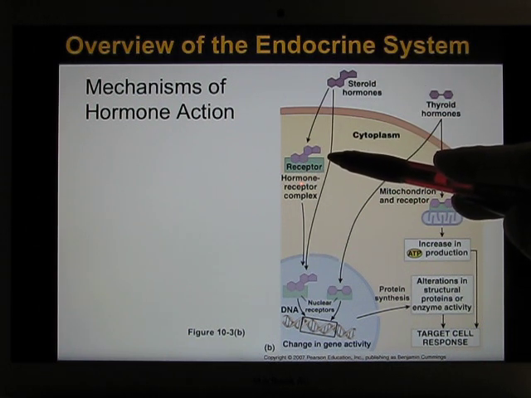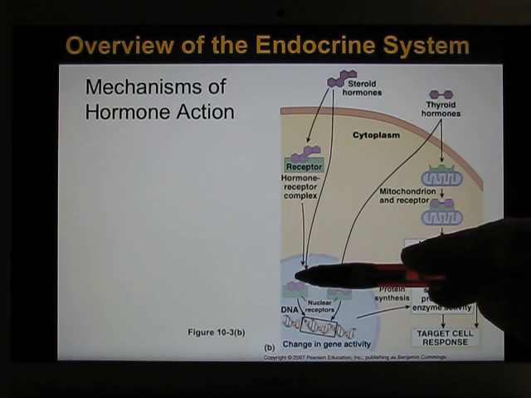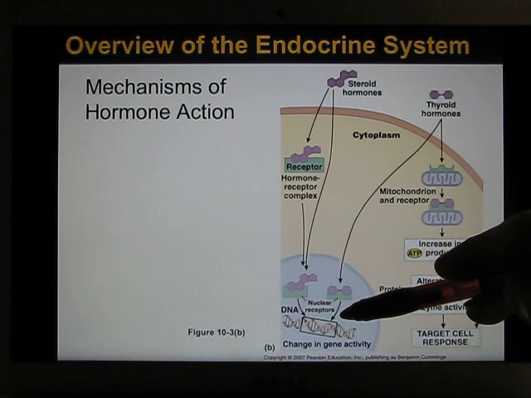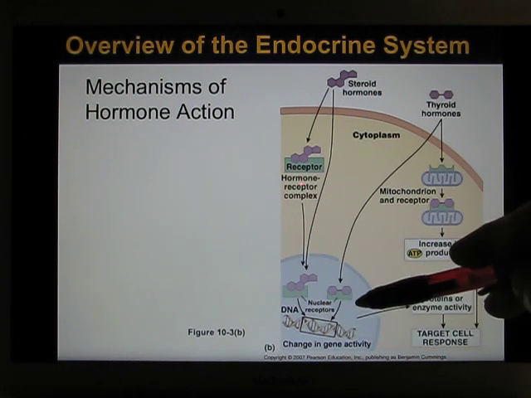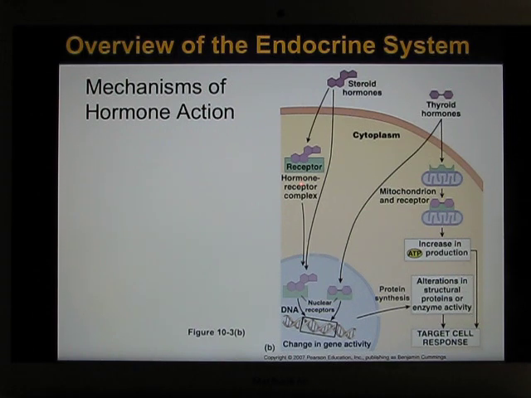The receptor is inside already, so it will go into the nucleus and trigger transcription and translation to produce new protein. So for the steroid hormone, the usual response is new protein synthesis.